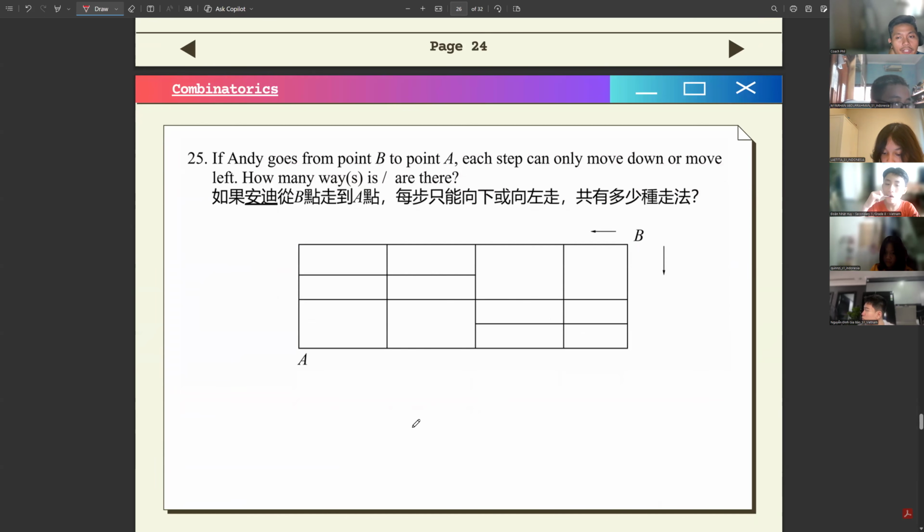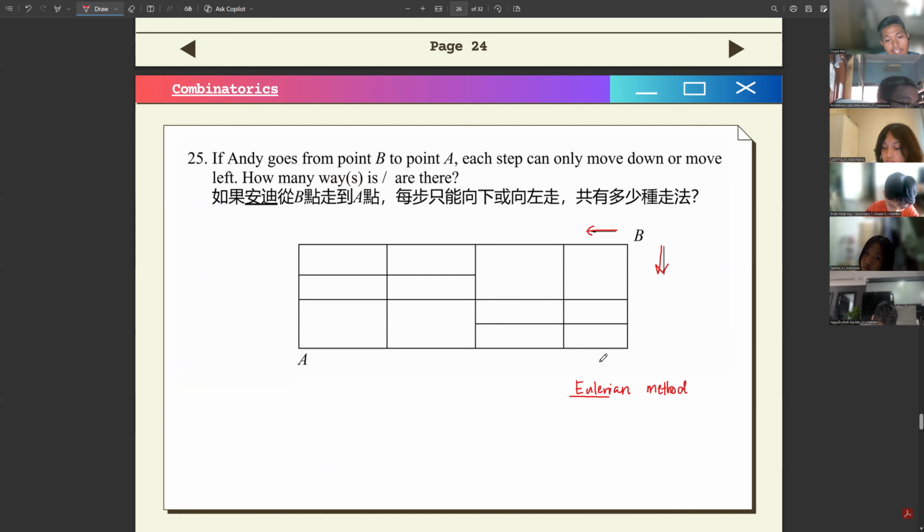If Andy goes from point B to point A, each step can only move down. No, you can only move down or move left. How many ways are there? Now, this is what we call, I think, Eulerian counting, or Eulerian method. So we pronounce this as Euler, not Euler.